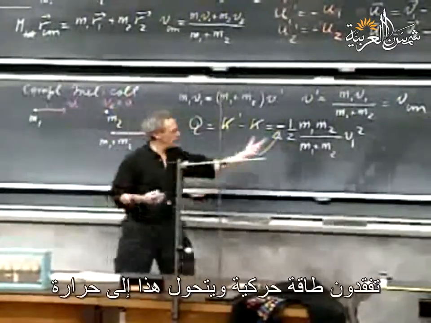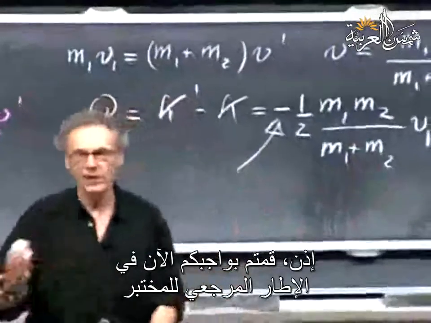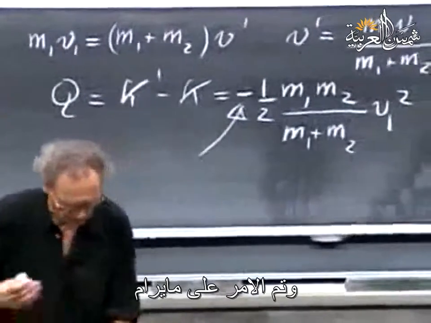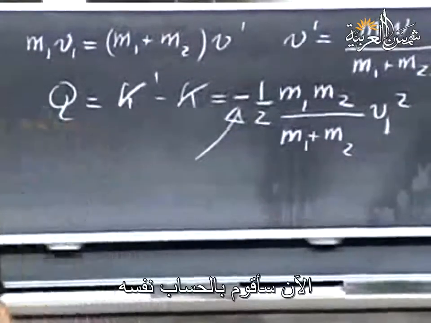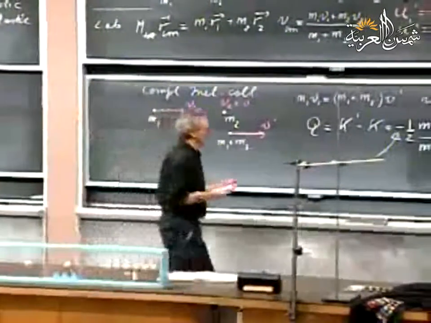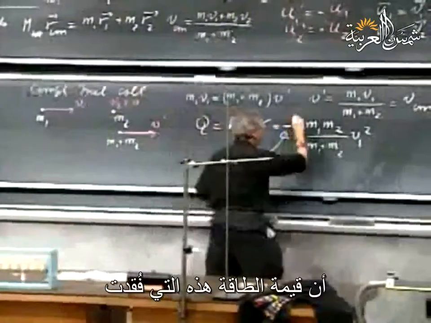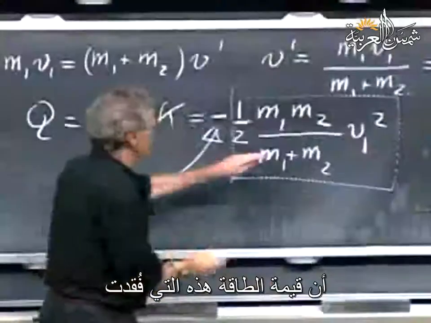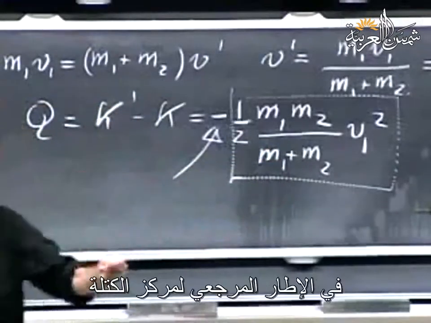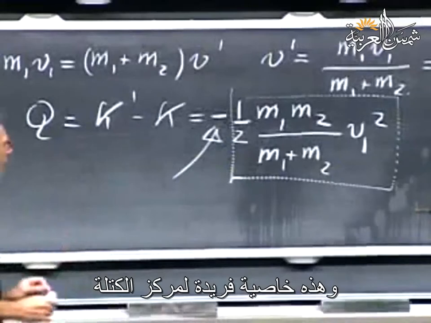You lose kinetic energy, and that goes into heat. So you've done your homework now in the laboratory frame, and you are home free. Very well. Now I'm going to do the same calculation in the center of mass frame. And I will show you now, that's the purpose, that this amount of energy, which is what is lost, is all there was to start with in the center of mass frame. And that's a unique property of the center of mass.